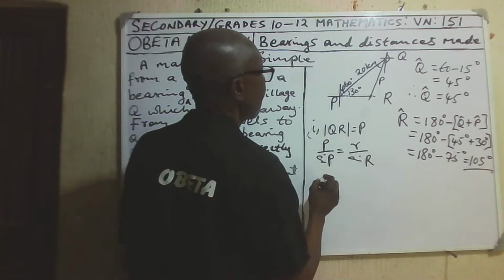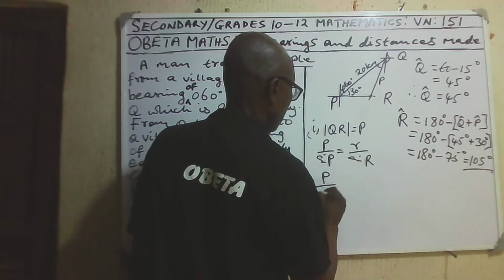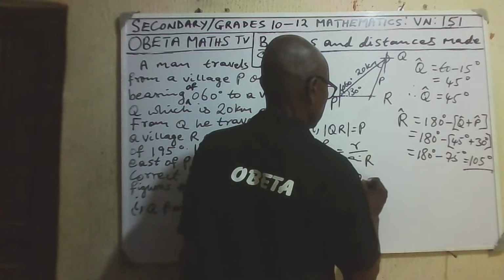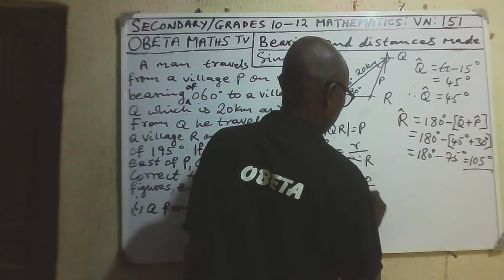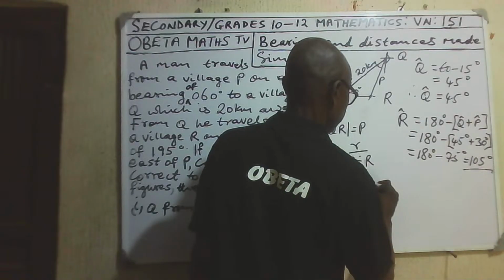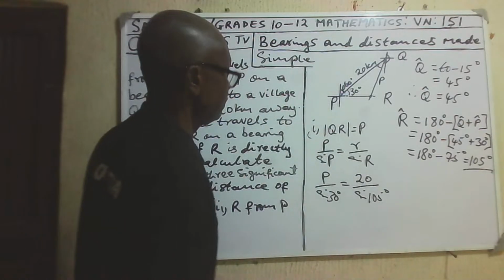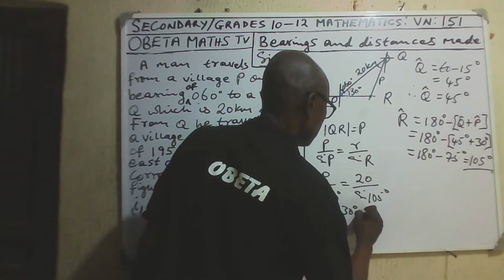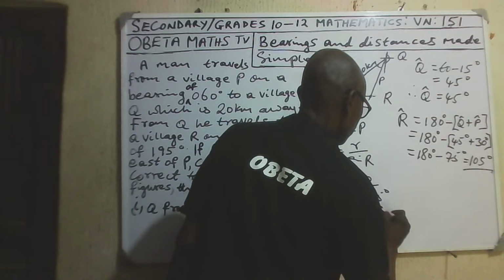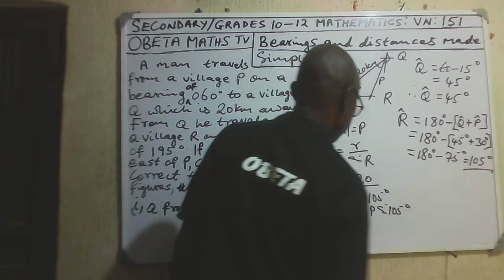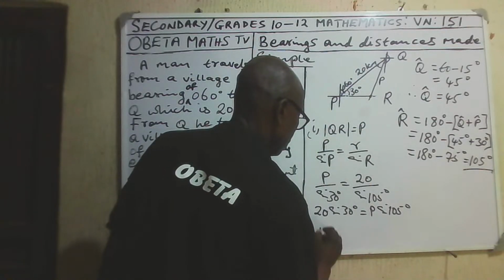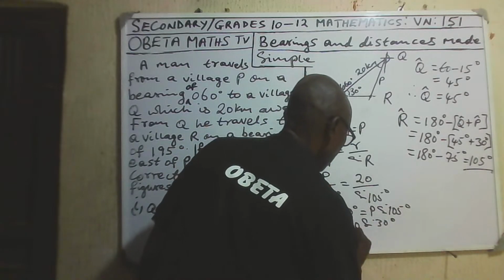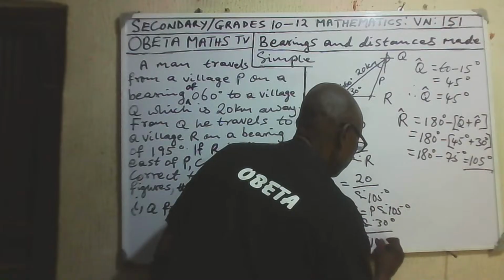And that is p all over sine 30 is equal to 20 all over sine 105 degrees. If we cross multiply, we are going to have 20 sine 30 is equal to p sine 105 degrees. Therefore, p is equal to 20 sine 30 degrees all over sine 105 degrees.